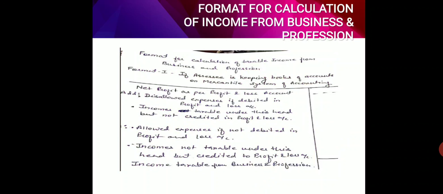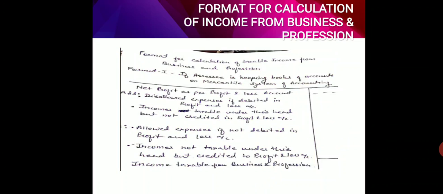Now, the format for calculation of this income from business and profession. There are 2 formats. The first one is when the assessee is keeping books of accounts on mercantile system of accounting. For this, the format is as shown to you. It will start with net profit as per profit and loss account. We will add disallowed expenses if they were already debited in P&L account. We will also add incomes taxable under this head but not credited in P&L account earlier. So these 2 items will be added back in the net profit as per P&L account.